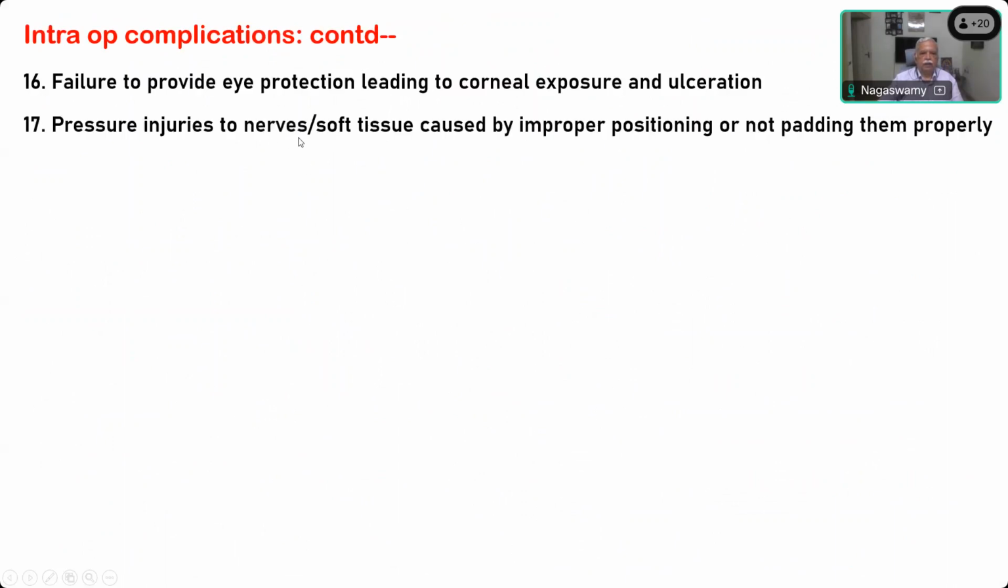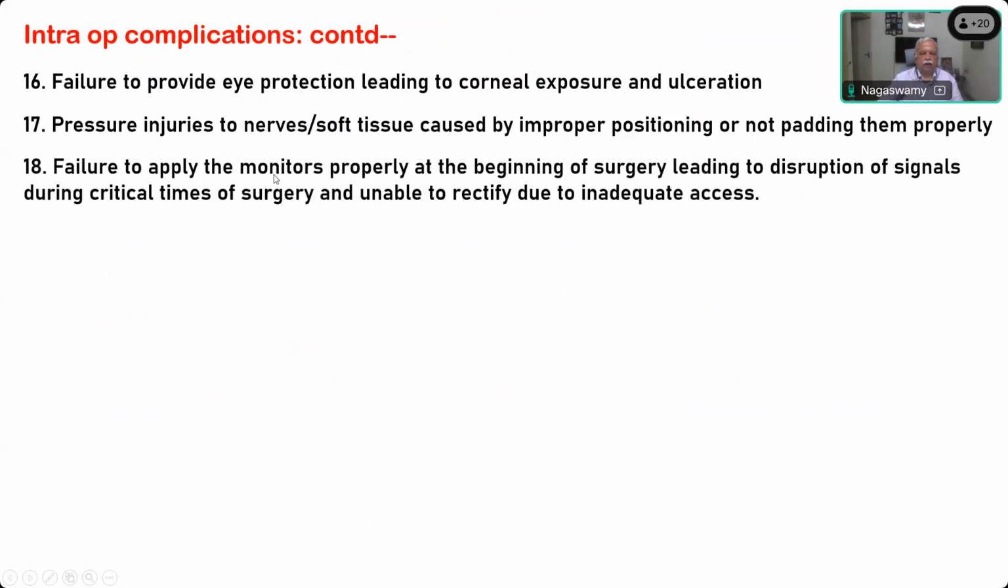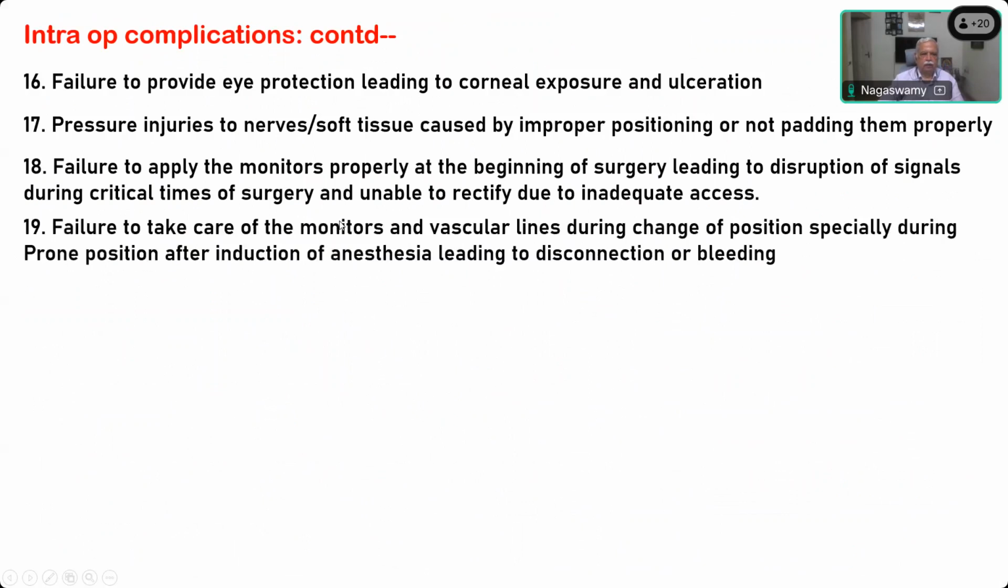And pressure injuries to nerve and soft tissue caused by improper positioning and not padding them properly. Failure to apply monitors properly at the beginning of surgery, leading to disruption of the signals at critical times of surgery and being unable to rectify due to inadequate access. So whenever you place a pulse oximeter probe or a BP cuff or your ECG, it all should be properly placed with adequate access or secured correctly.